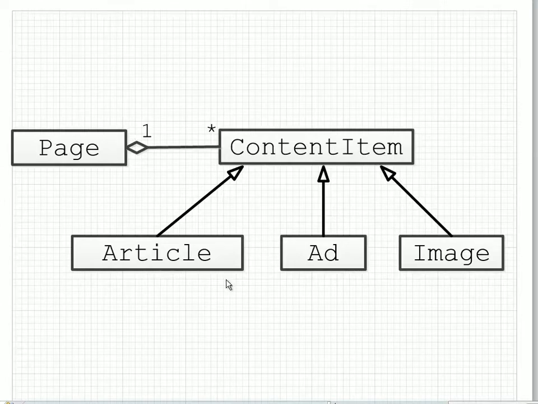In the last video we talked about a design for an online publication as an example of inheritance. In this video we'll continue to talk about that example. This is an association class diagram of our system. There's a page class with an aggregate relationship with content item objects. Content item is a superclass that might be specialized by subclasses, each representing a different kind of content. Here we imagine that there might be an article, ad, and image subclasses.